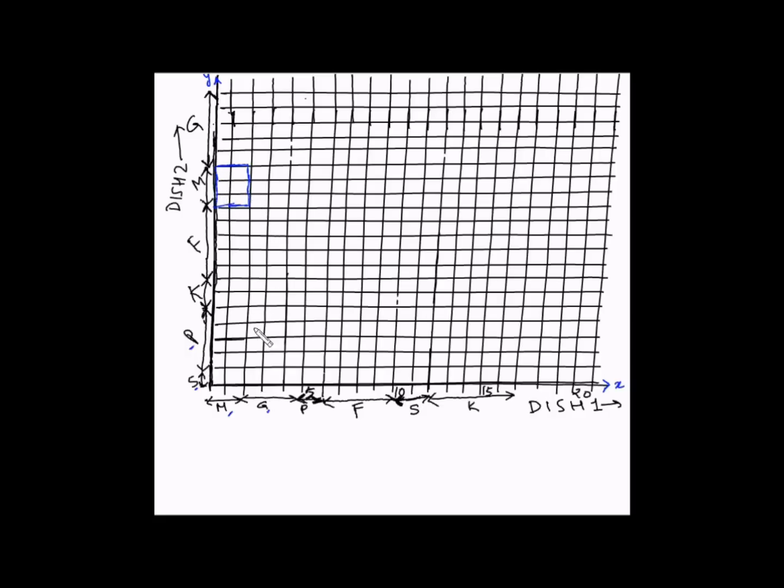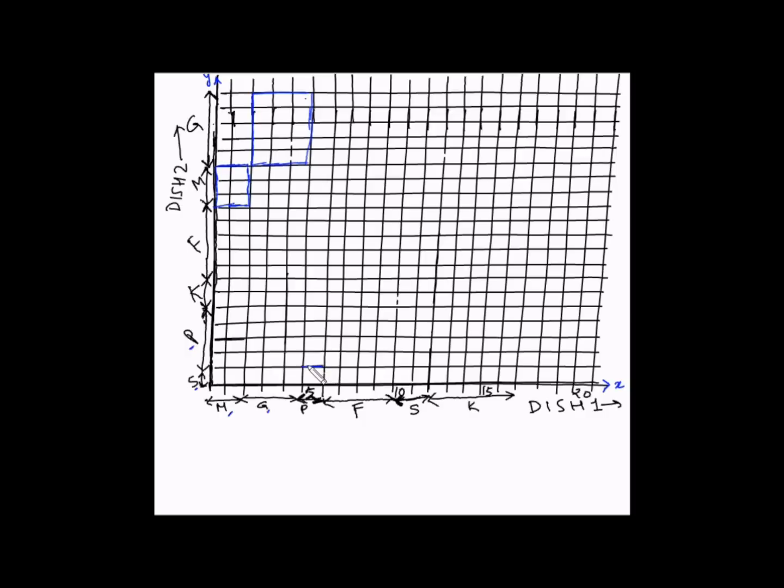Next, let's take G. So G is here for 3 hours, and here G is for these 5 hours. So we'll make a rectangle for this area, that is G for 5 hours and then G for 3 hours. Similarly, for P, on the x-axis it is 1 hour, and on y-axis it is 4 hours. So let's make the rectangle.